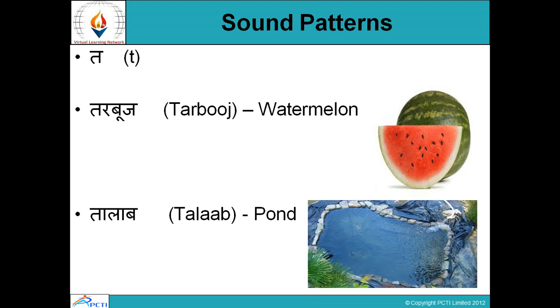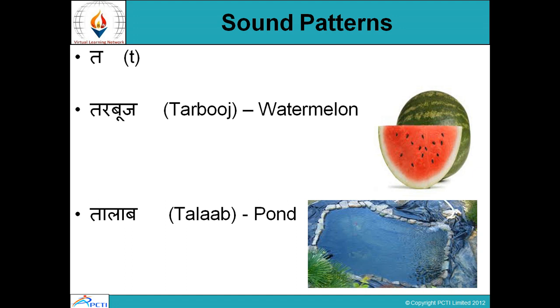Tarbooj. Tarbooj is watermelon. Watermelon we eat. It's a tasty fruit. Green from outside and inside we have red. It gives you vitamins. Black seeds it has. You can see in the picture. Very tasty fruit.